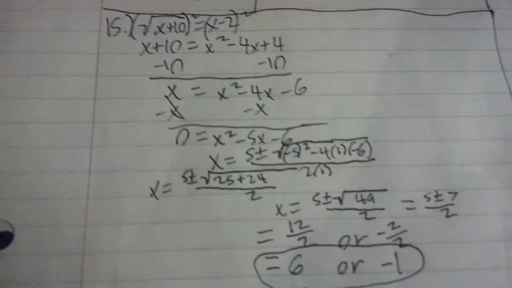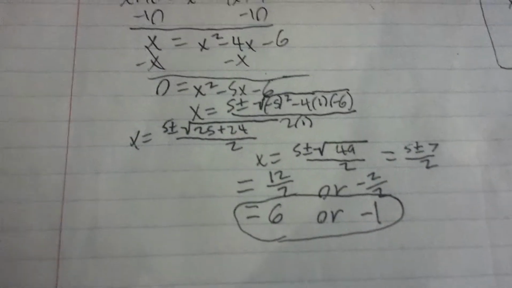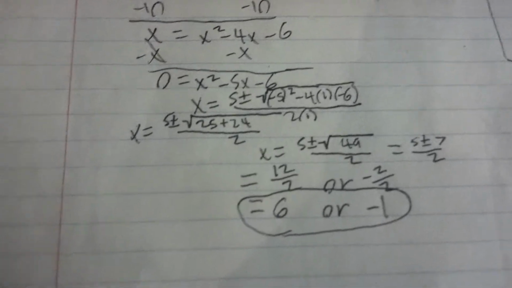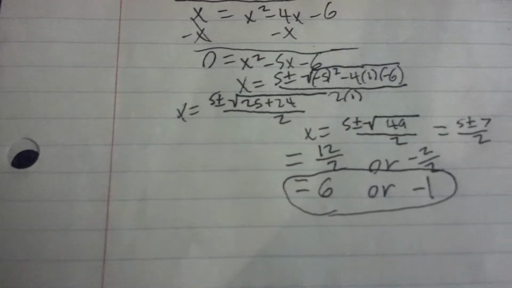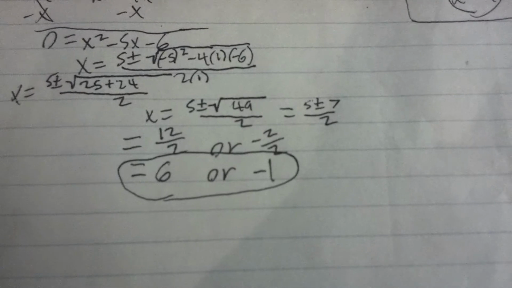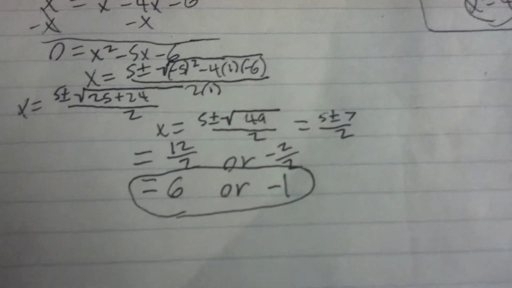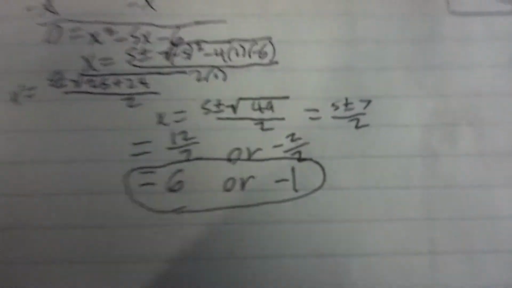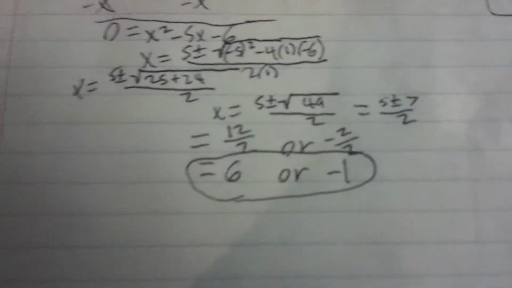So anyway, put that into the quadratic equation, and once you simplify everything out, that'll give you x equals 5 plus or minus the square root of 49 over 2, or 5 plus or minus 7 over 2, which equals 12 over 2, or negative 2 over 2, which is 6 or negative 1.